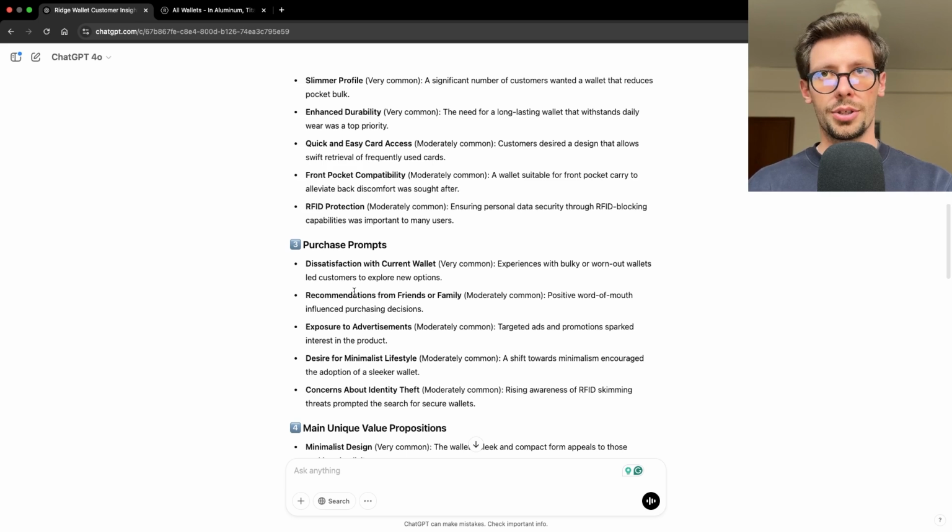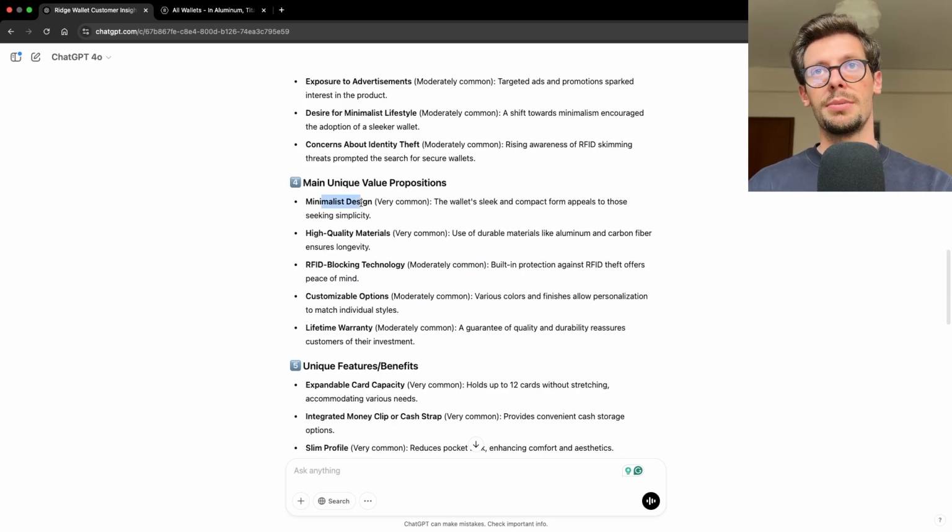Now purchase prompts, dissatisfaction with current wallet, recommendations from friends or family, moderately common. So you see the main reason why most people bought it actually is the dissatisfaction with the current wallet. And this is why the ads of Rich that compare the traditional bulky wallet with their own new slim wallet perform actually so well. So this is the main reason people actually bought the wallet.